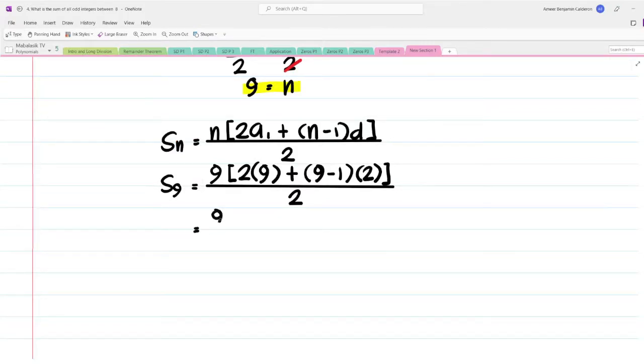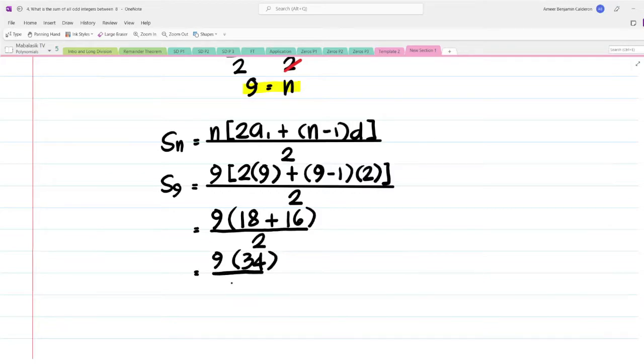So this is going to be 9. And this is going to be an 18, 2 times 9. Plus 9 minus 1, that's an 8 times 2, 16. Over 2. So we have here 9 times 18 plus 16, 34.